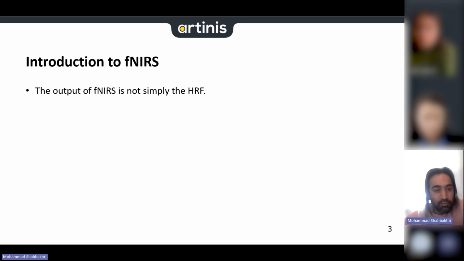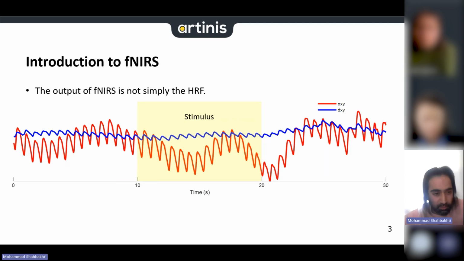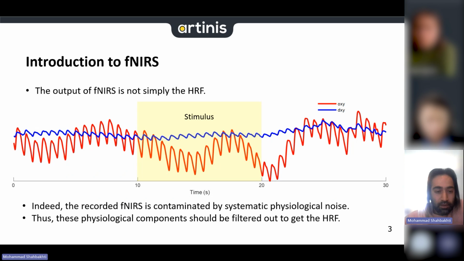I'm afraid the output of NIRS is not simply the HRF. In order to get that, you need to do some work. Here's an example: 30 seconds of recorded fNIRS data during a stimulus, and you can see that from second 10 to 20, we don't have a clear HRF. The reason for that is that fNIRS data is contaminated by systematic physiological noise, which is quite strong compared to the HRF you're looking for. So in order to get a good HRF, you have to remove those components.